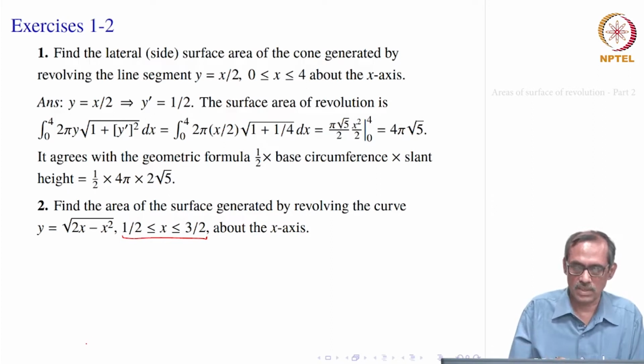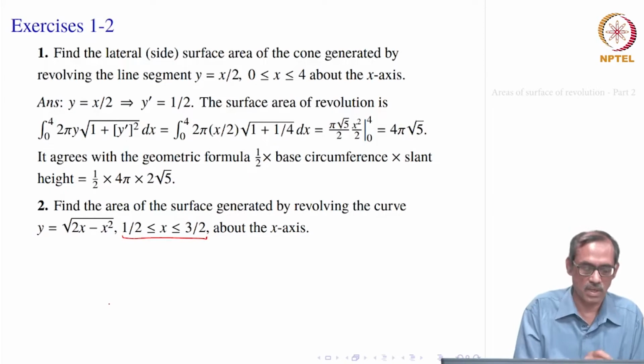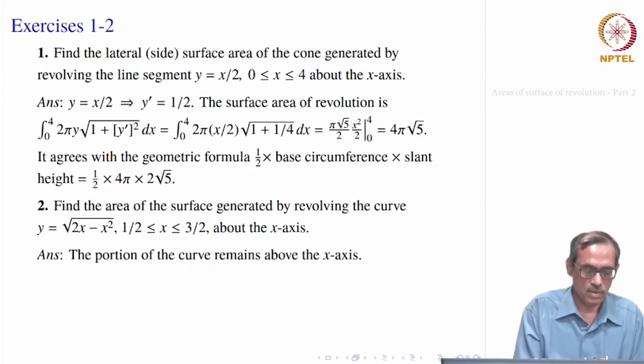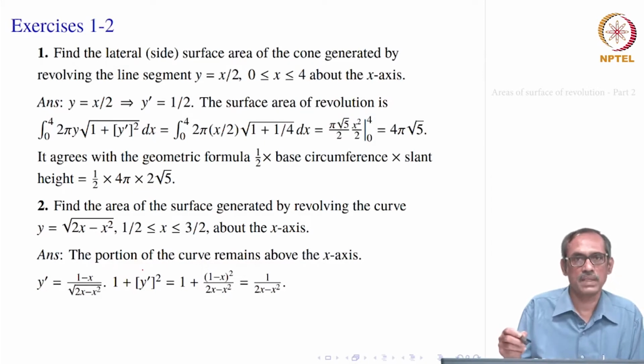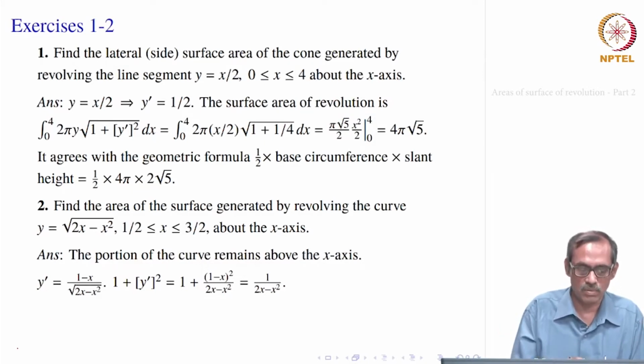So, it is about the x axis. Again we should find the formulas, y as a function of x, which is already given. One thing we should verify is that it should remain above the x axis, and that is there. It is square root of 2x minus x square, which is greater than or equal to 0.